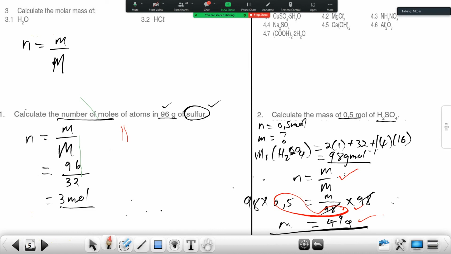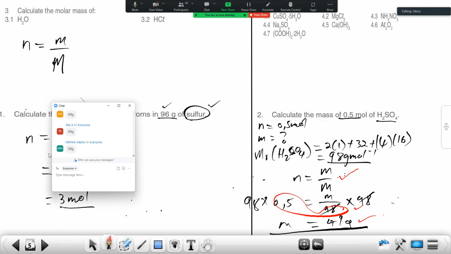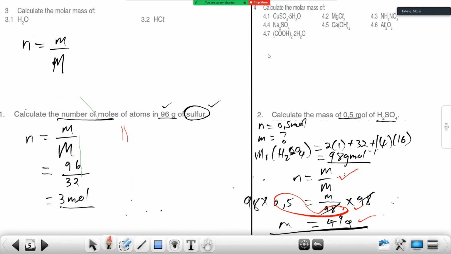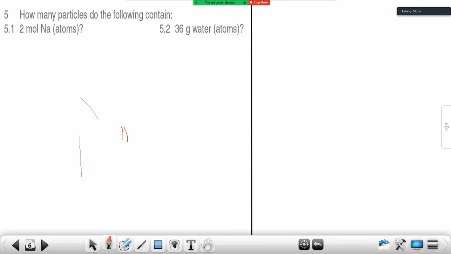It doesn't want us to dwell much on it. It's straightforward and very clear. Nice question now. How many particles do the following contain? 2 moles of sodium and then 36 grams of water.